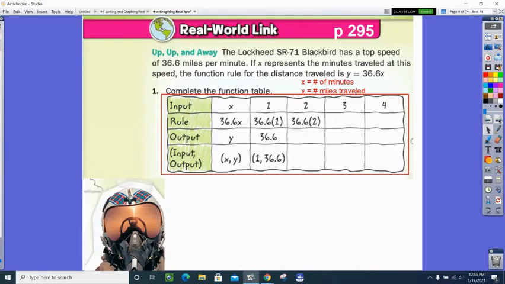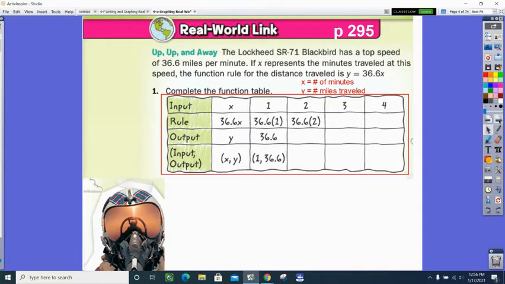So I'm going to start with a real world example. It's on page 295. So I'd like you, if you need to, pause this right now and grab your book, please do. So the first example is a Lockheed SR-71 Blackbird jet that has a top speed of 36.6 miles per, please notice this, minute, not per hour. If I take that 36.6 and multiply it by 60 minutes in an hour, that jet is flying at 2,196 miles per hour.